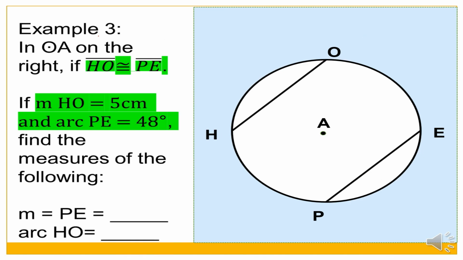Let's see example number 3. In circle A on the right, again, given that line segment HO is congruent to line segment PE, and the measure of HO is equal to 5 centimeters, and the measure of arc PE is equal to 48 degrees. Find the measures of the following: the measure of line segment PE and the measure of arc HO.